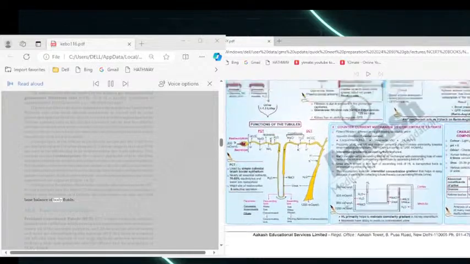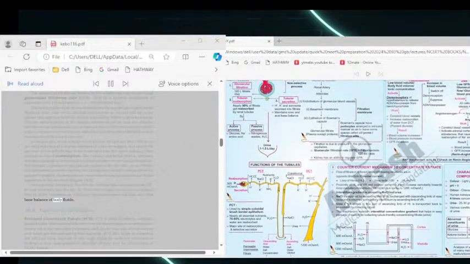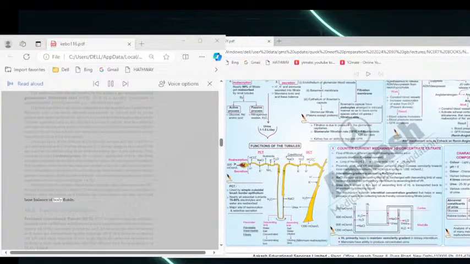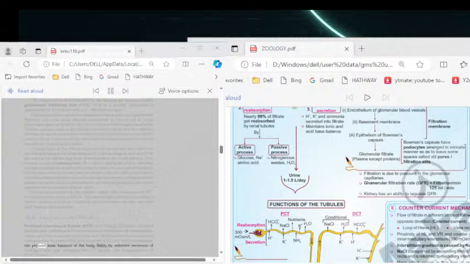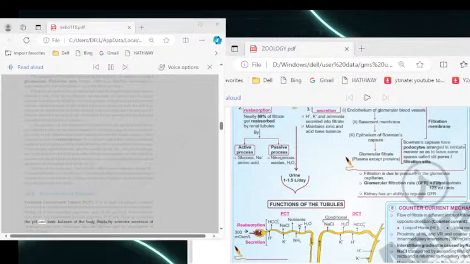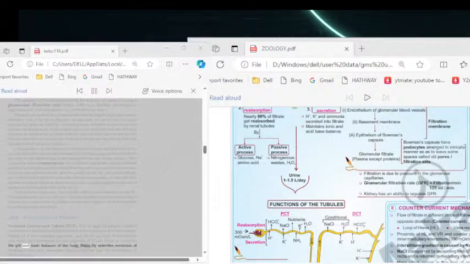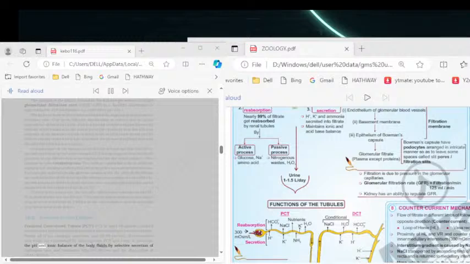16.3 Function of the tubules. Proximal convoluted tubule, PCT, is lined by simple cuboidal brush border epithelium, which increases the surface area for reabsorption. Nearly all of the essential nutrients and 70 to 80% of electrolytes and water are reabsorbed by this segment. PCT also helps to maintain the pH and ionic balance of the body fluids by selective secretion of hydrogen ions and ammonia into the filtrate and by absorption of HCO3 from it.